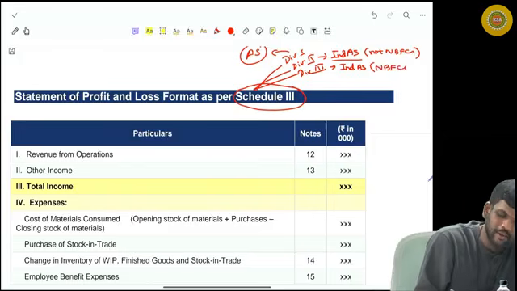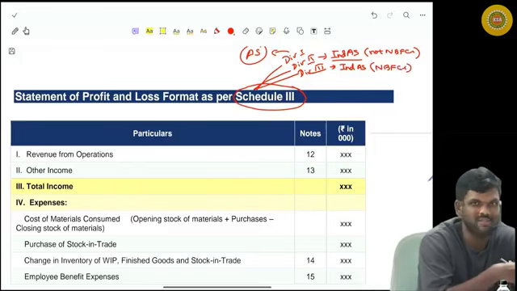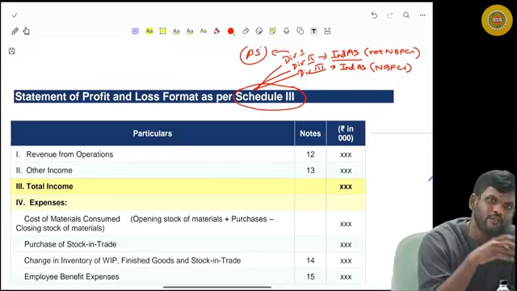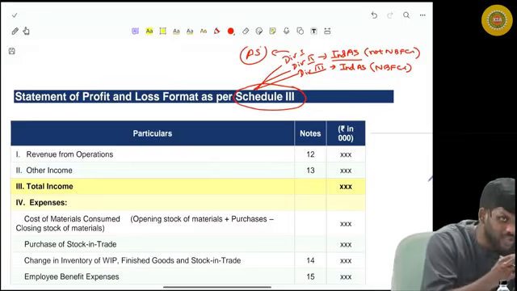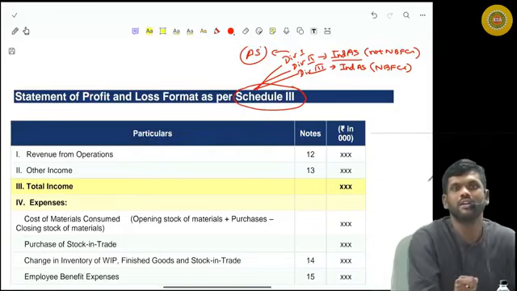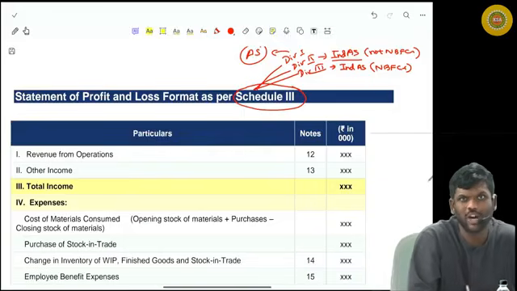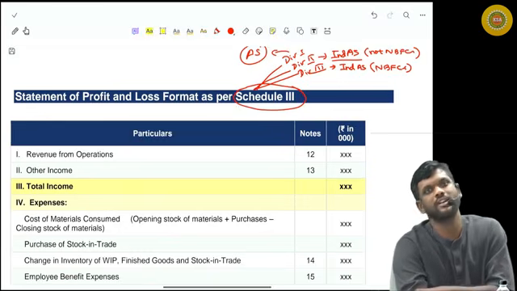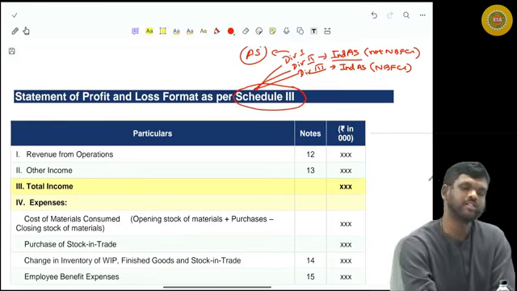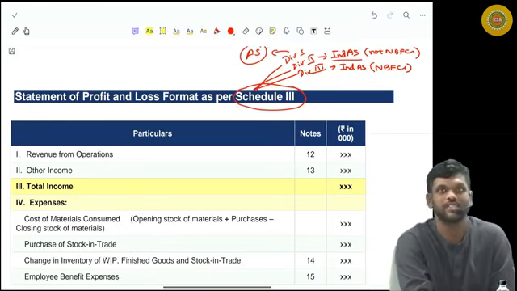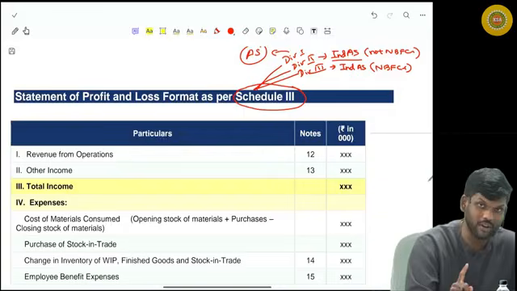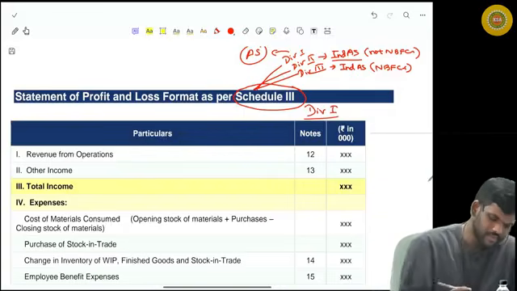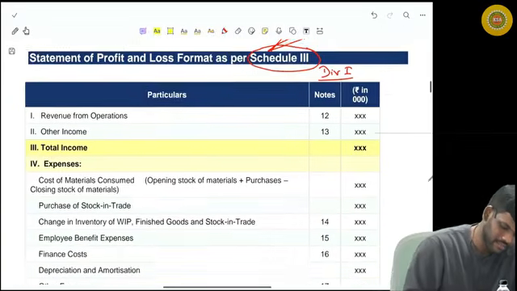In Ind AS, there will be a lot of changes in the format. You will have something called other comprehensive income and all. So that is why for IGAAP companies, division 1 is applicable. What we are learning here at the intermediate level is division 1 of Schedule 3. Division 2 is applicable for Ind AS companies which are not NBFCs, and division 3 is applicable for Ind AS companies which are NBFCs. What we are learning here is division 1. Let us go to P&L now.